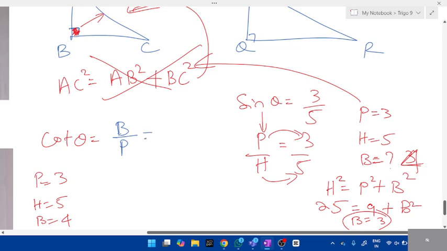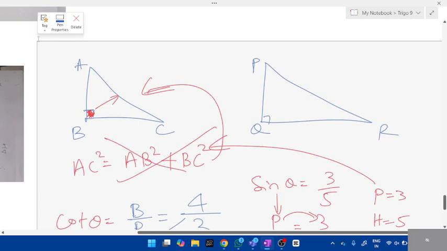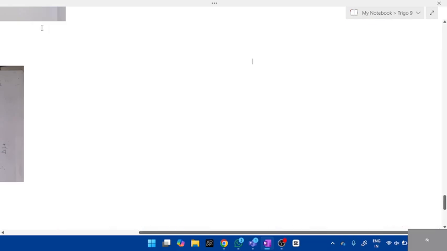Yeah, perpendicular by base, base by perpendicular. What's the answer? What is the base value? 4. What is the perpendicular value? 3. So the answer is 4 by 3. That's it. Using Pythagoras theorem, we have completed all. Now we use all these theorems, all these concepts, everything to solve the last exercise.